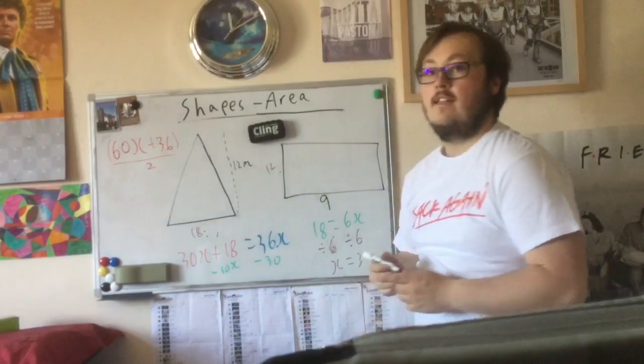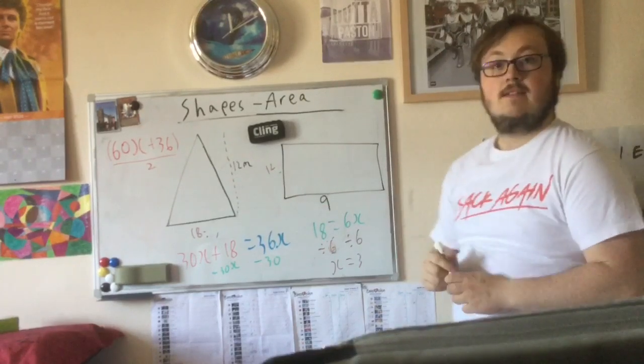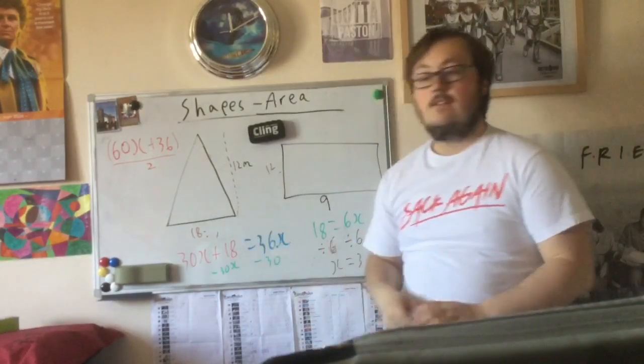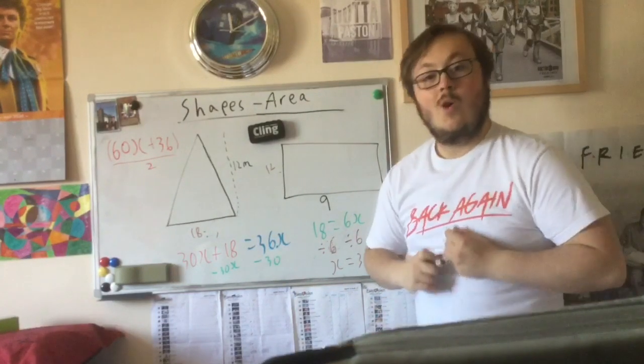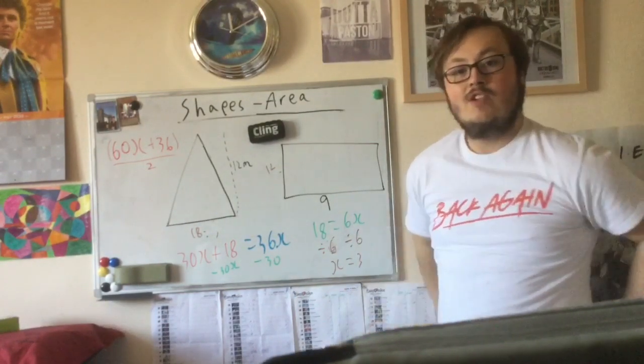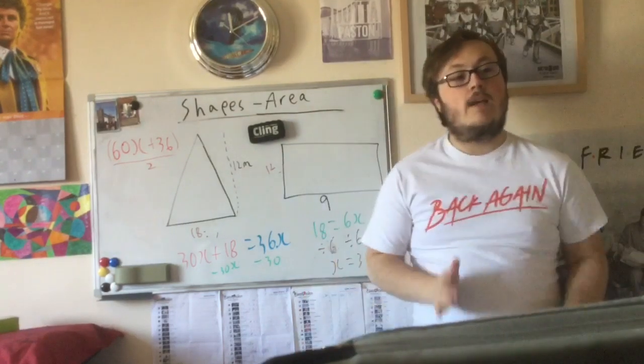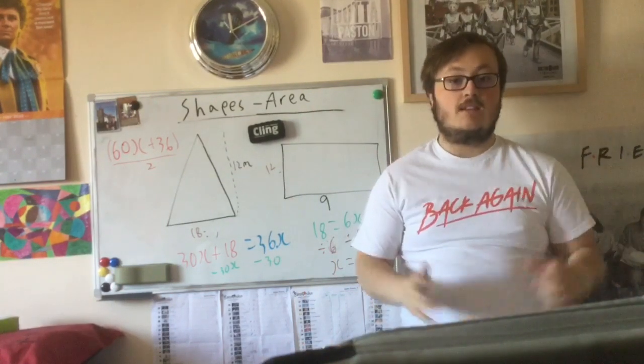And we can then work out the areas of each. 12 times 9 gets you a total of 108. 18 times 12 and then halved will also get you 108 metres squared.